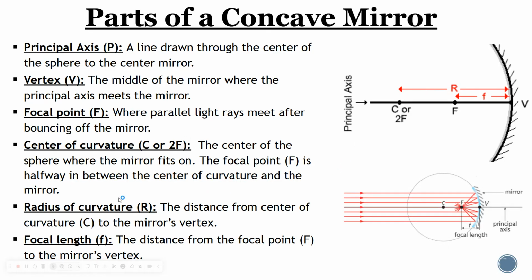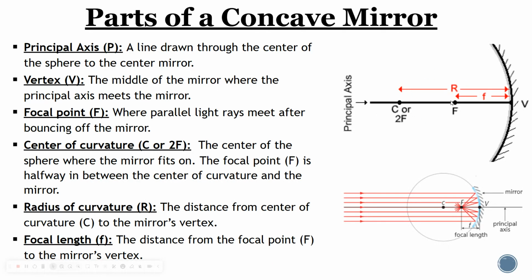The radius of curvature and the focal length are measurements. So the focal point is a point, the center of curvature is a point. But when you're measuring how far they are from the mirror, we give those different terms. The radius of curvature, R, is the measurement from the vertex to the center of curvature. And the focal length, little f, is the measurement from the vertex to the focal point. So we have the focal length and the radius of curvature.